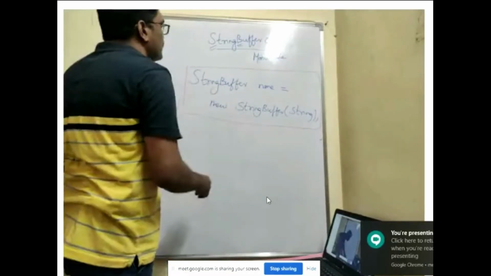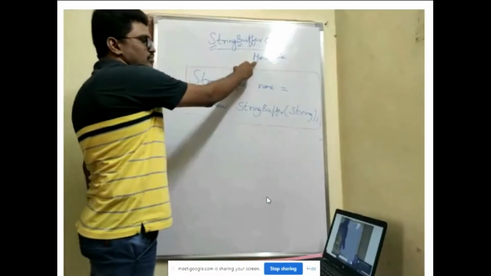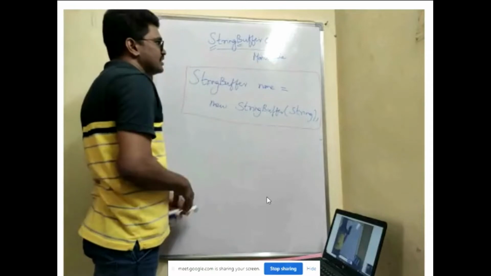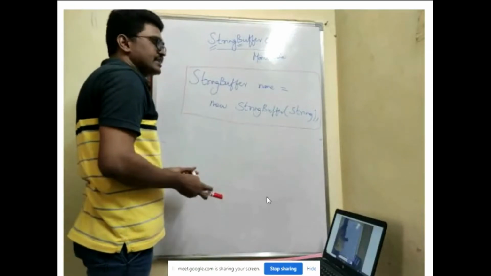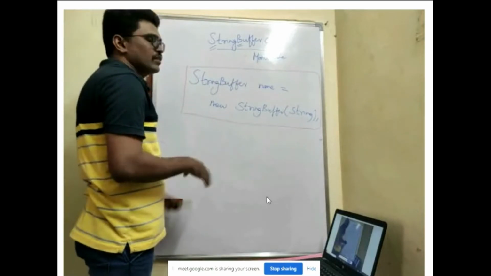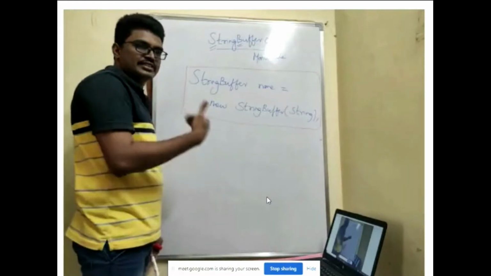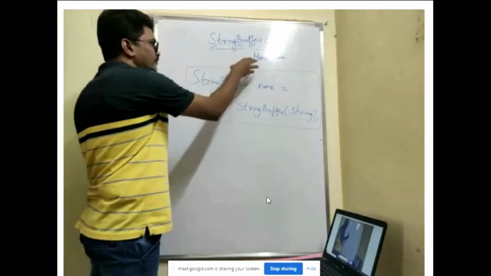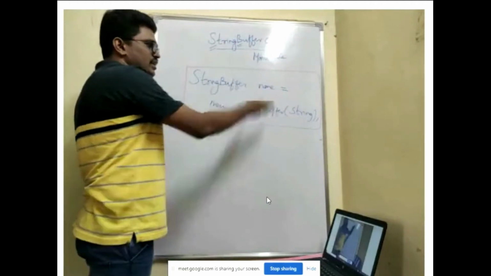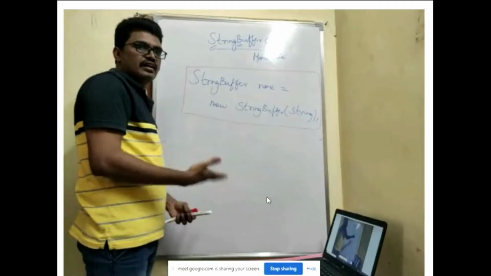StringBuffer is a mutable class, whereas the String class is immutable. The changes that you make on a String will not be reflected permanently. At that point you can see those changes, but after that you cannot. But the StringBuffer class is mutable, so whatever changes you make are reflected in the subsequent steps also.